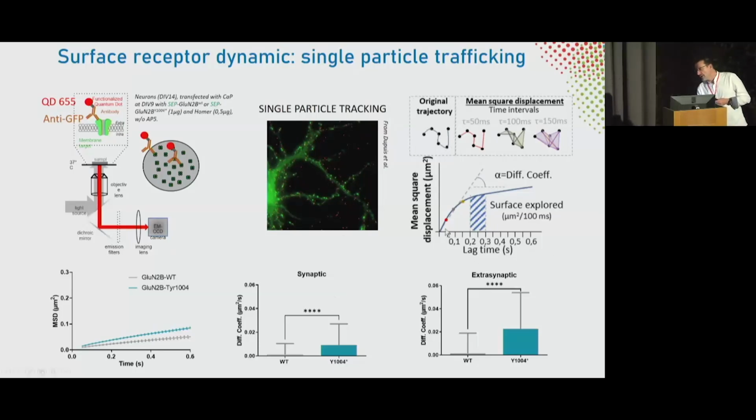When we do that, we can analyze some characteristics like the mean square displacement, which is the surface explored by the receptor, and we can compare the wild type and the mutated form of GluN2B. What you can see in the graph at the bottom of this slide is that the receptor seems to be more dynamic because it explores a bigger surface. And this dynamic is much more important at the synaptic level and much more important at the extrasynaptic level.